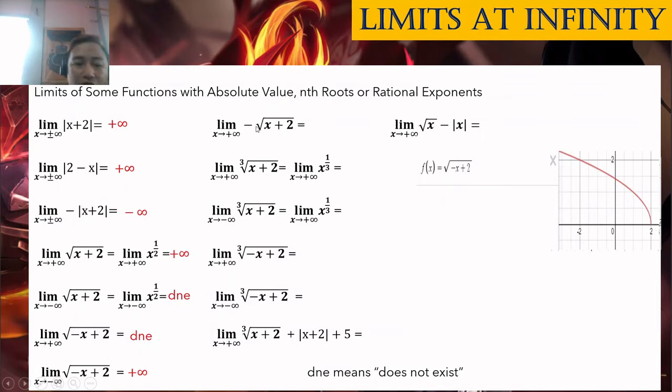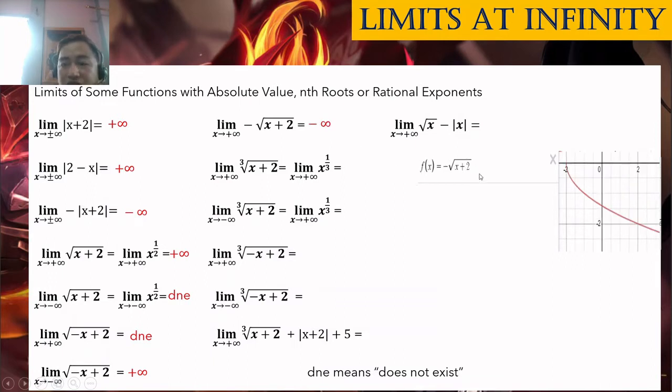Okay, now next, what if negative class gawas sa square root? Okay, as x approaches positive infinity, kung positive ni siya always, may negative class, so the answer is negative infinity. Okay, so tanawa ang graph class. Di ba paubos siya class? Padulong na siya paubos. So, di na siya upward, downward na siya. As x approaches infinity, so this is negative infinity.